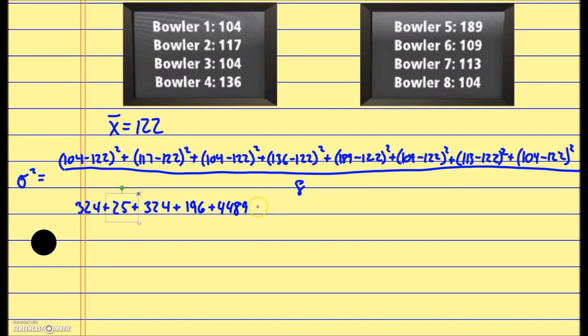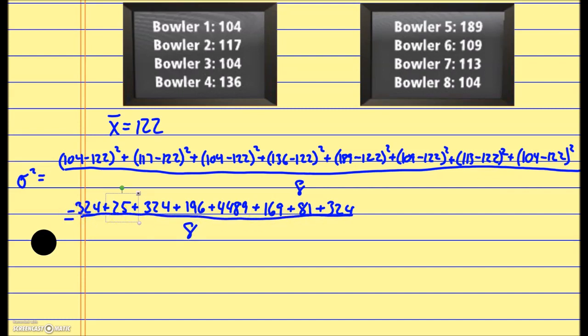So again, I'm just working each of these out. The next one, 109 minus the 122 is a negative 13 squared, which is a 169. The next one, the 113, that's a 9, or negative 9 squared, which is 81. And then the last one, once again, we have that 324, because it's still the 104 minus the 122 squared. Again, it's all divided by the 8.